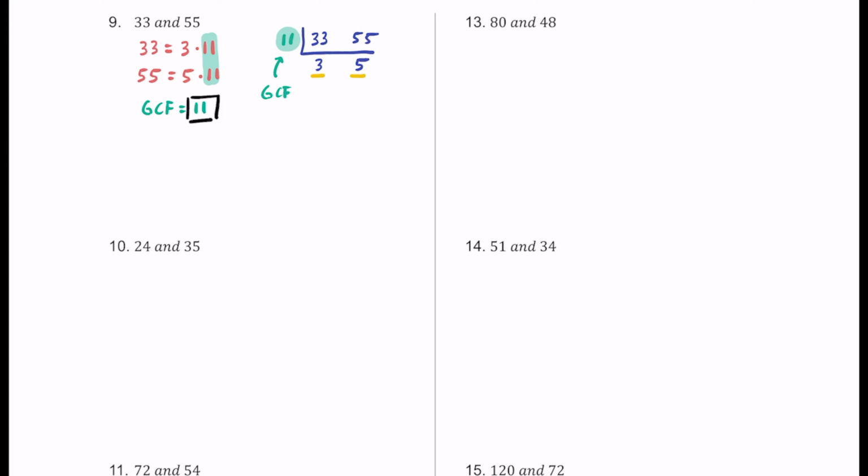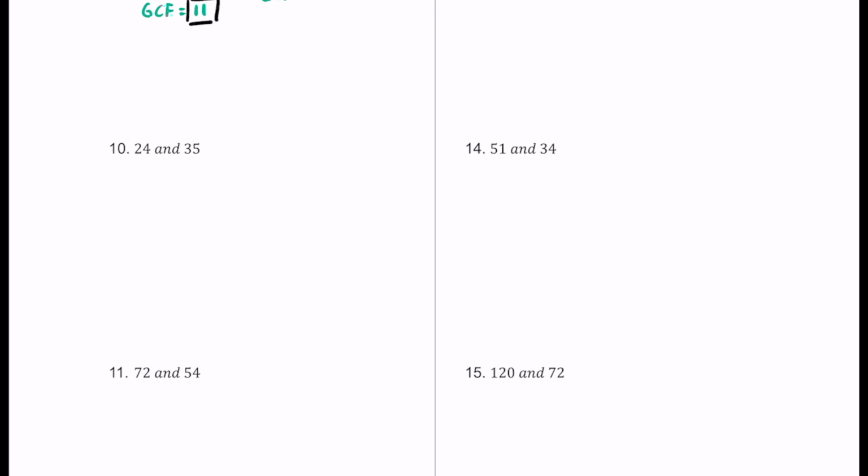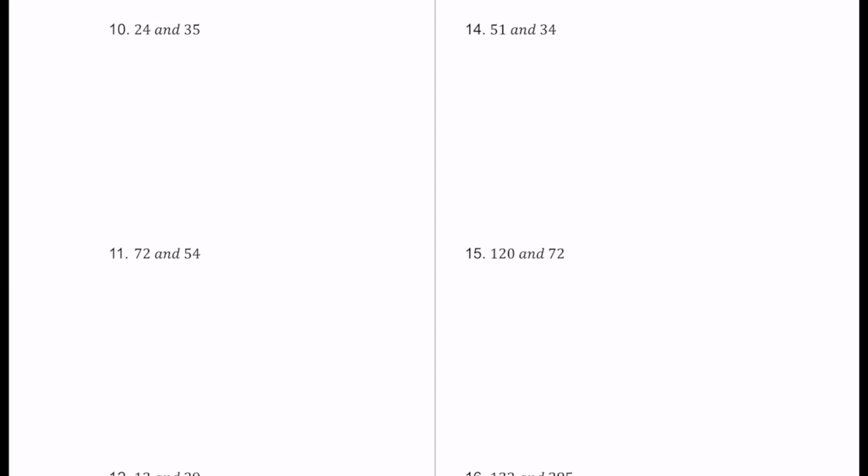Okay, moving on to number 10. Number 10 looks like we have 24 and 35. So 24 we've actually done a few times here. If you remember it great, it's 2, 2, 2, which makes 8, and then 3. And 35, I think, is just 5 times 7. Pretty short. Now notice they have nothing in common here, and so if you ever notice they don't have anything in common, please don't say that there's no GCF, just say that the GCF is equal to 1.